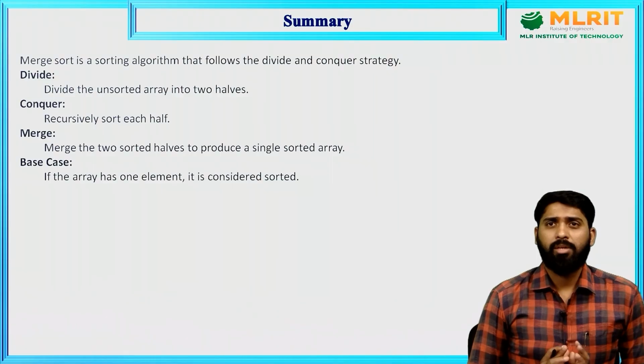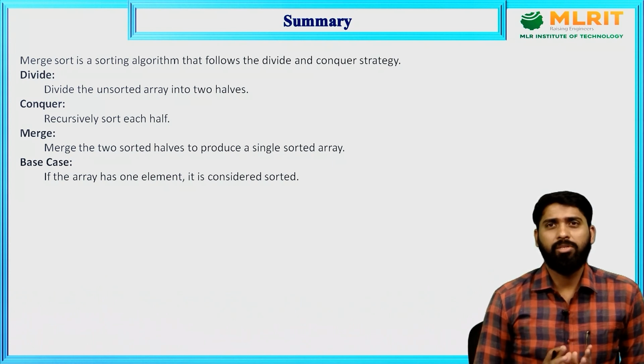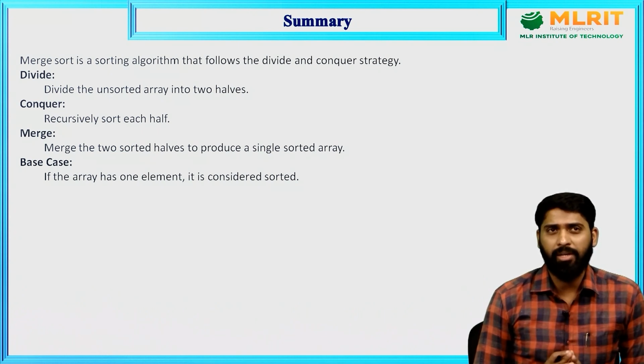So coming to the summary of the session. In this session, we learned how to implement mergesort. Mergesort is a sorting algorithm that follows the divide and conquer strategy. Divide the array into two halves, and conquer means recursively sort each half. Then merge the two sorted halves to produce a single sorted array. Here the base case is we divide the array into two parts until the array size is 1. If the array has one element, it is considered sorted.